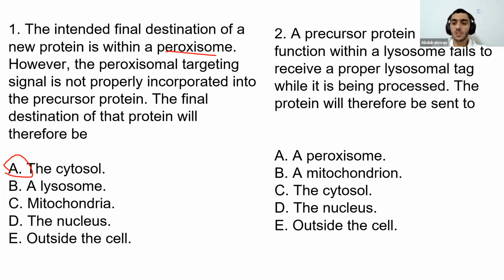Which brings us to question number 2. A precursor protein, which is intended to function within a lysosome, fails to receive a proper lysosomal tag. Where exactly will you find this protein? All right, I'll give you a second to take a guess on this one.